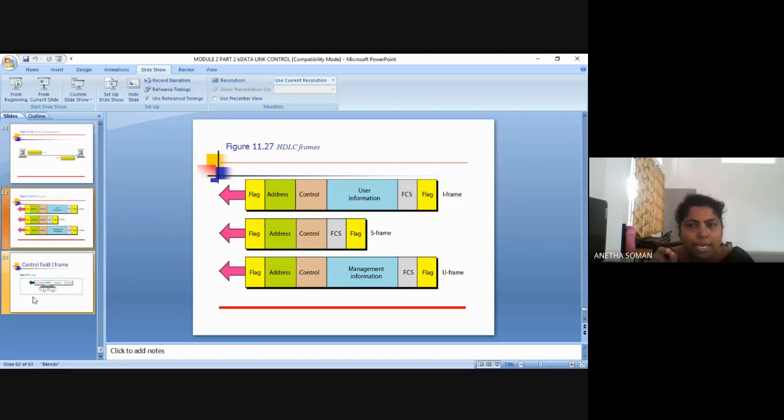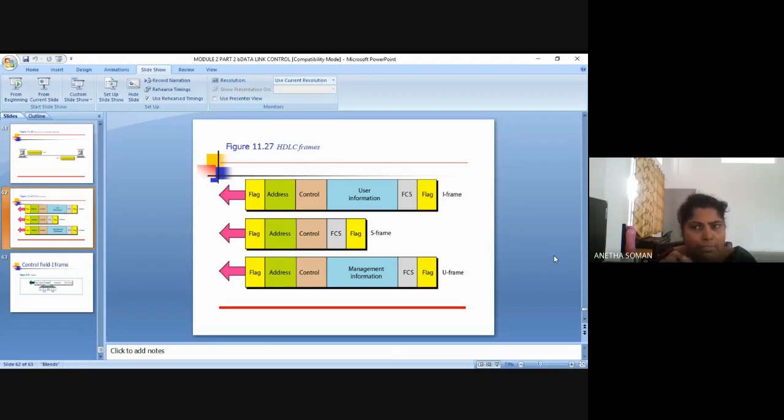Now, when you are considering each frame, you can see different fields. You can have a flag field, an address field, a control field, a user information field, an FCS field, and a flag field in an I frame. Where the difference comes is the S frame, the supervisory frame. It consists of only 5 fields: flag, address, control, FCS, and flag. But in the I frame you will have user information, and in the U frame you will have management information. That is the only difference between the different types of frames.